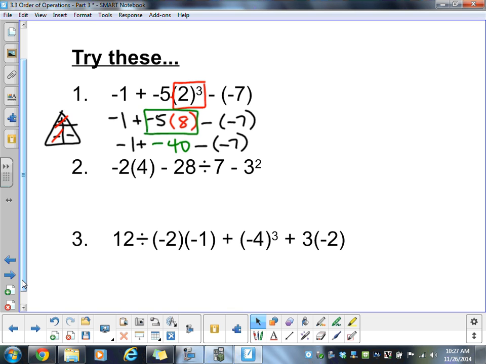So now I'm in my adding and subtracting step. I notice again that I have a minus and a negative, so I'm going to make that add the opposite. I have, and this time I'm going to group them into good guys and bad guys, or positives and negatives. I have 1 negative and 40 more negatives, and I have 7 positives. So if I put all my bad guys or my negatives together, I have 1 bad guy and 40 more bad guys. So I have 41 bad guys and 7 good guys.